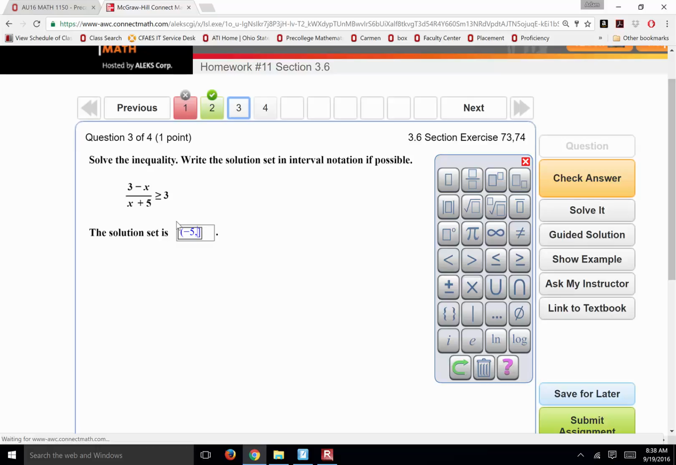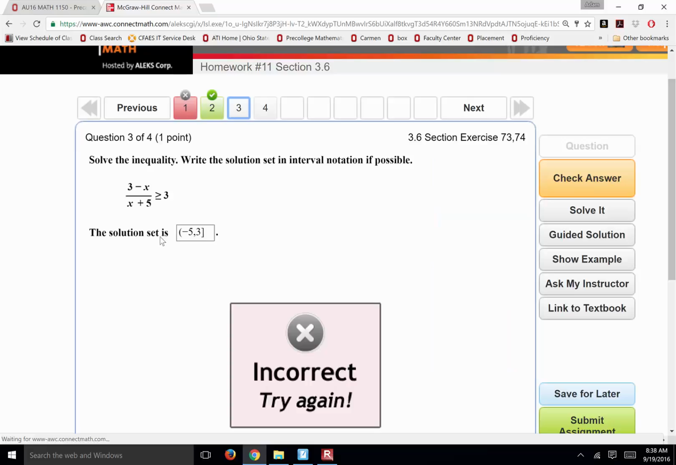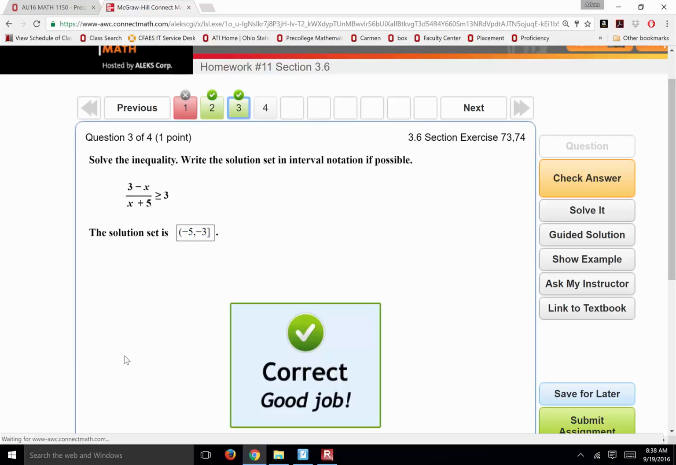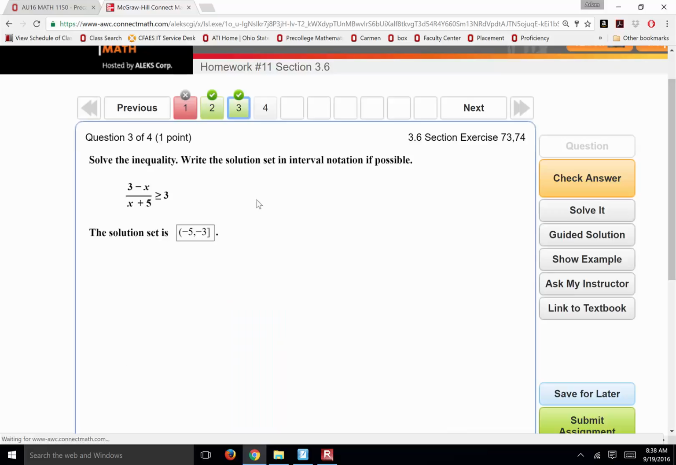What was the other value? 3? Oh. Yeah, now we're good. Glad I got this one right.